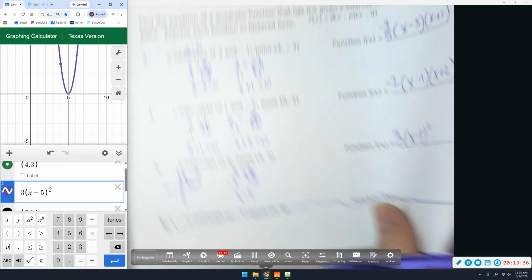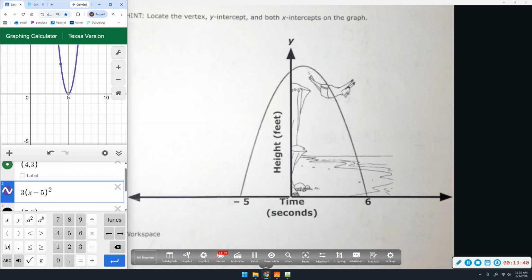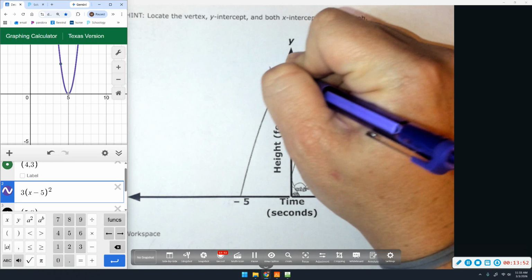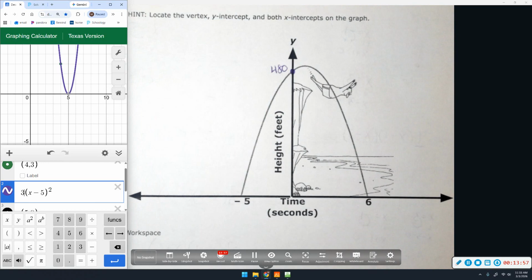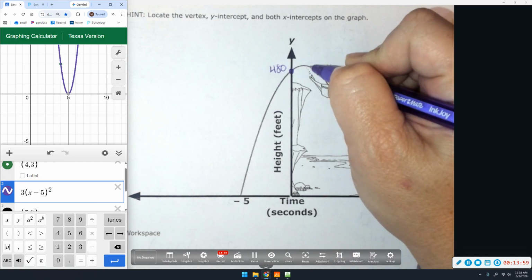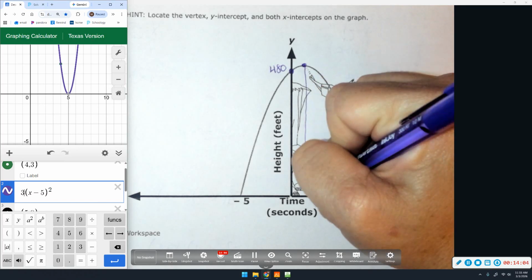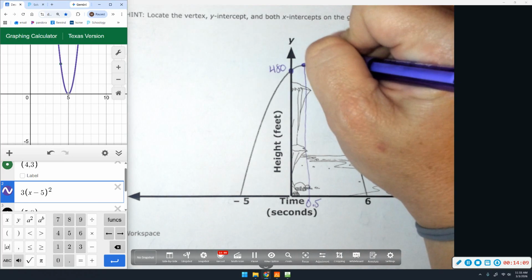Okay. Couple things and then we're done. Almost done. Okay, it's a word problem. I think the picture is hilarious. Okay, it says Jason jumped off a cliff into the ocean. The cliff was 480 feet high. So he started at 480 feet. Then it says after half a second, he reaches his maximum height. So that's going to be my vertex. And that's at half a second, so 0.5, and he's 484 feet.